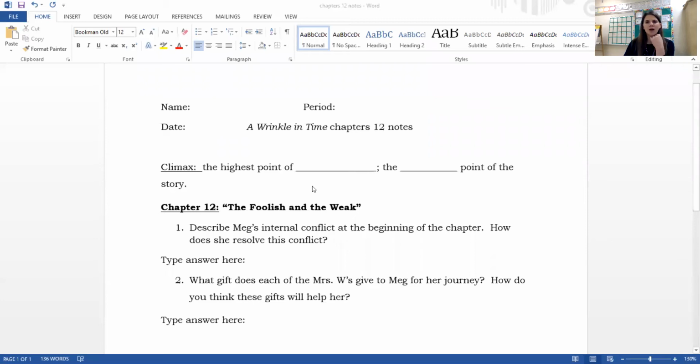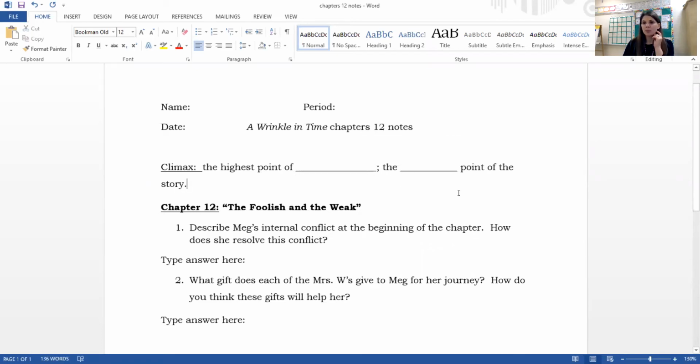So let's go into our notes again and figure out what goes in the blanks, because it's just a little bit different than what we have written in our notes. The highest point of, so we had said it was the most exciting or the most intense part. And what I would encourage you to put here is the highest point of interest. So highlight this and type in interest.